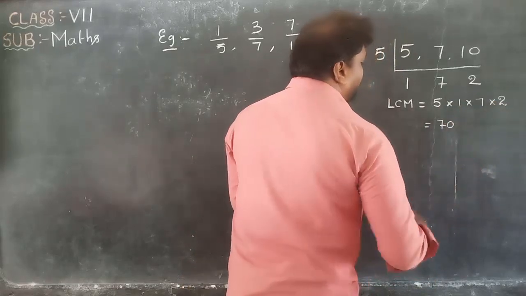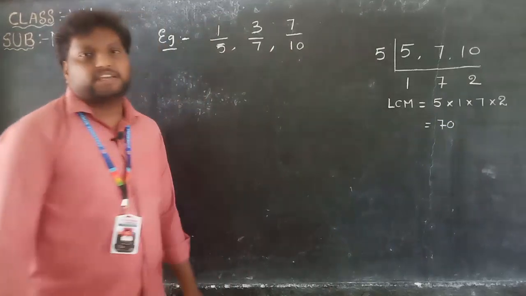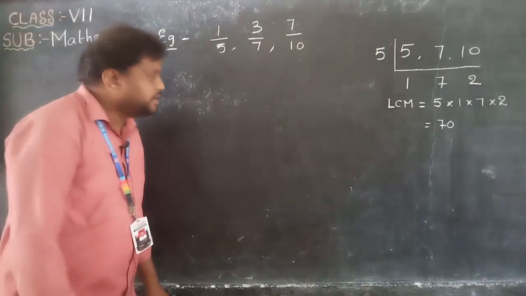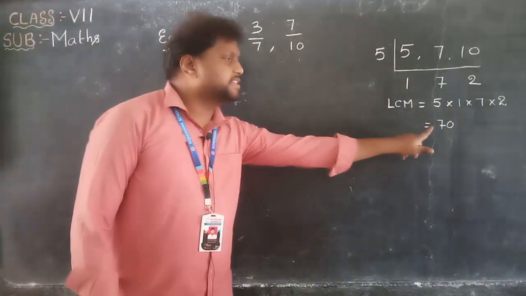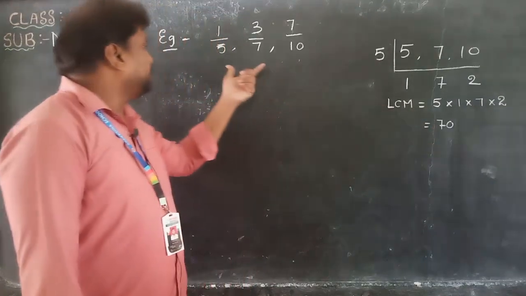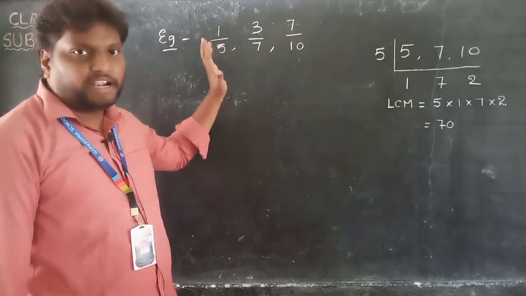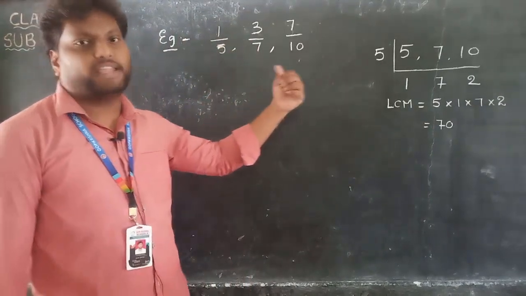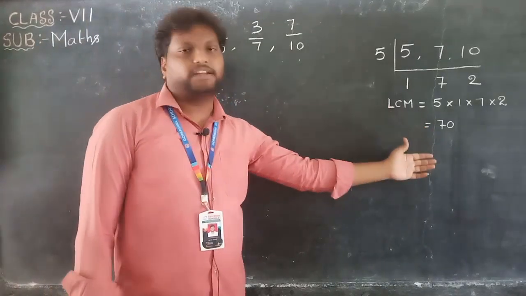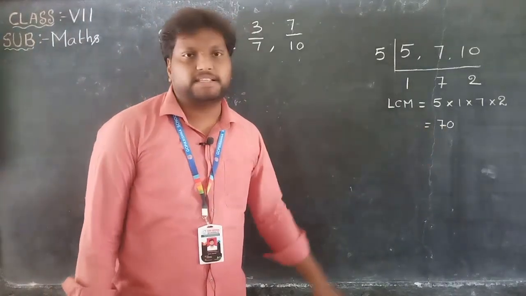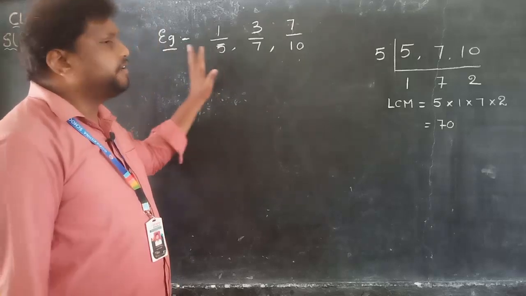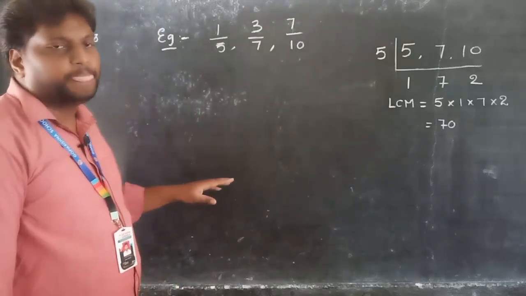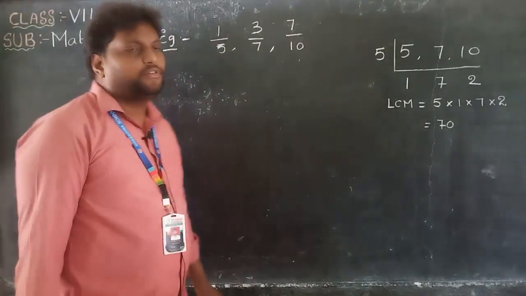The LCM value is 70. Now, why are we finding the LCM? To make the three denominators equal. We have to equalize the denominators, that's why we are taking the LCM. Now in each and every denominator we want 70.